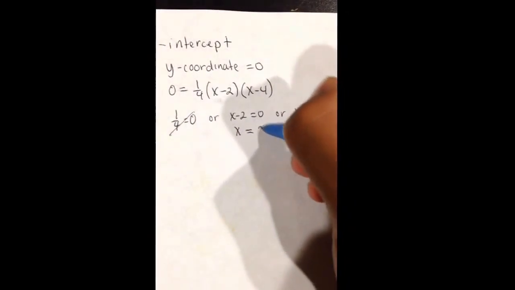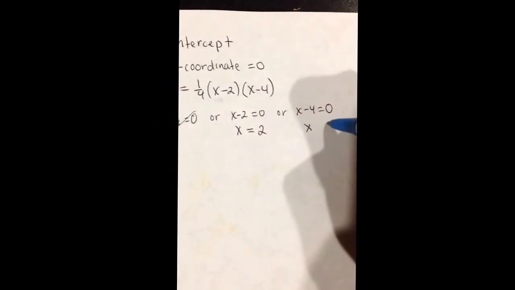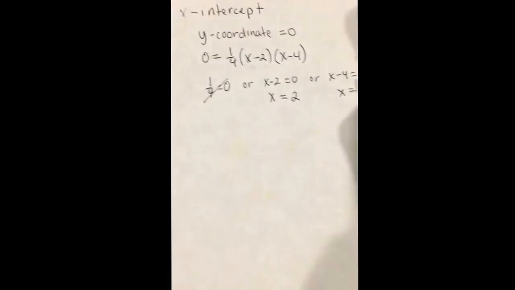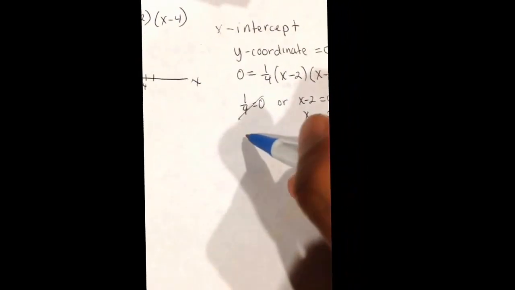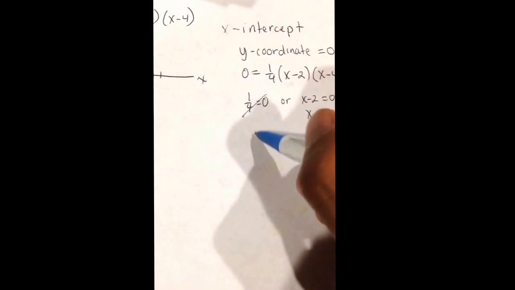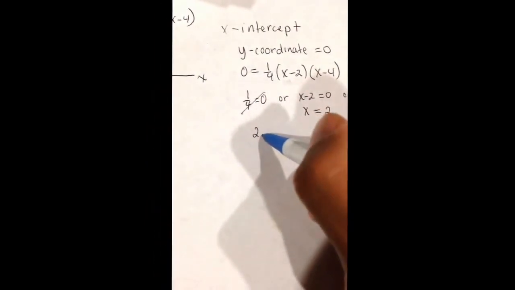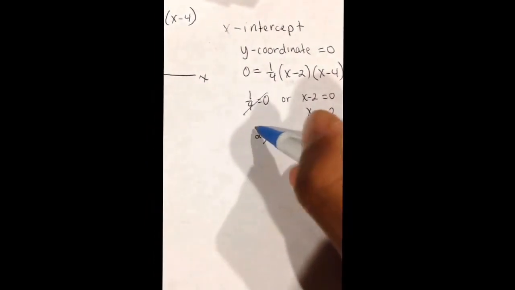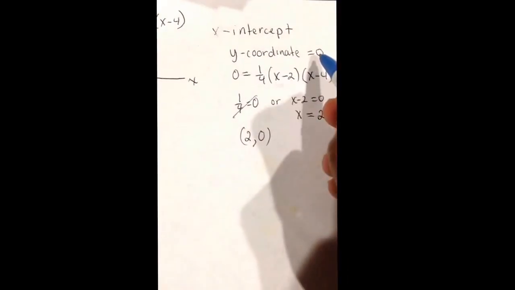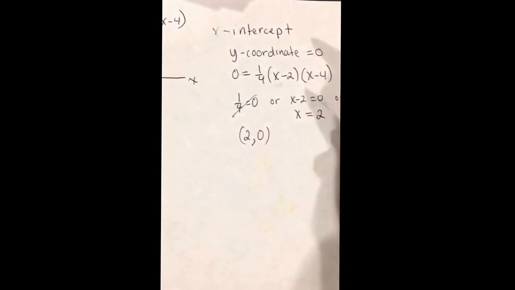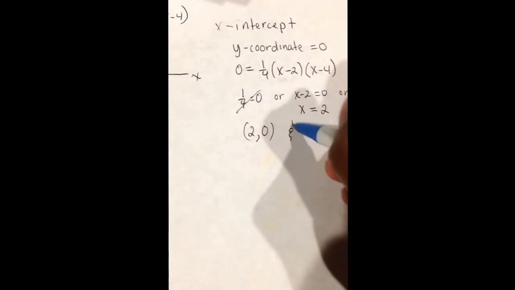X equals 2, x equals 4, and so your x-intercepts written in coordinate form will be 2, 0, since you already know that your y-coordinate is 0, and also 4, 0.